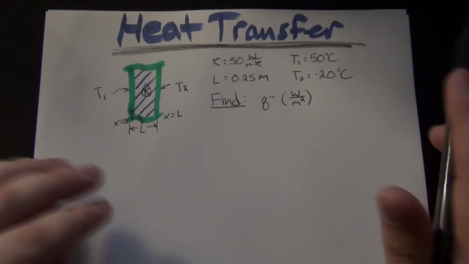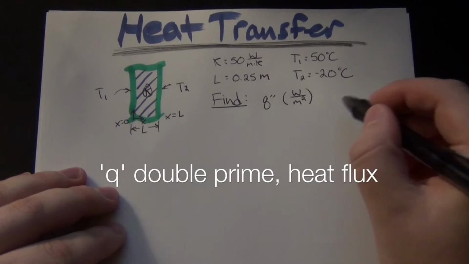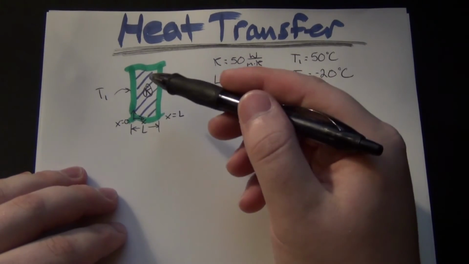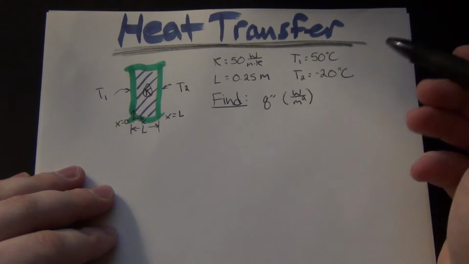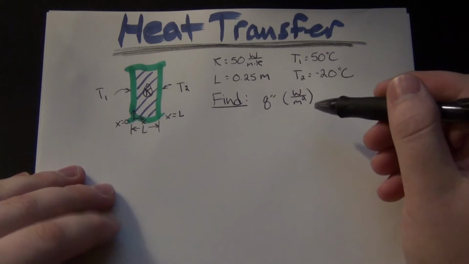So we're trying to find Q double prime, which is basically the amount of energy per meter squared. Since we don't know the actual length or height of the wall, we can't find the energy going through it in terms of watts, which is joules per second. So we're finding it in terms of energy per square meter.